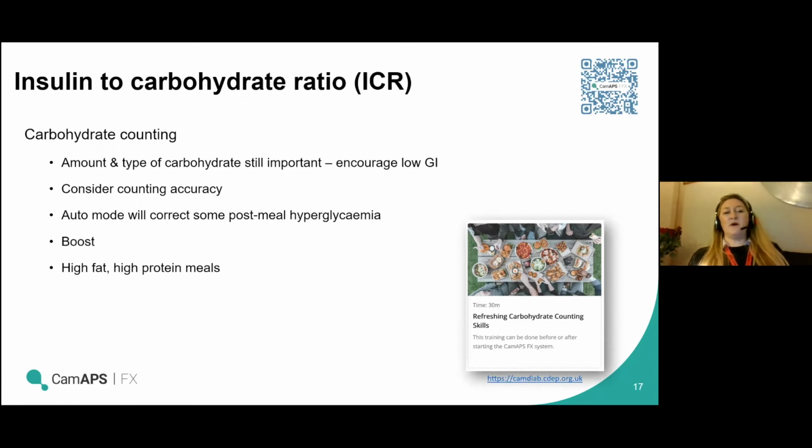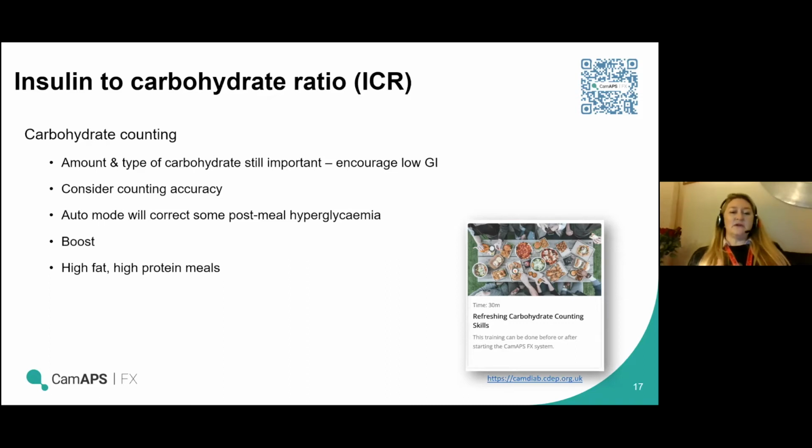We know that the auto mode will be able to deal with some post-meal hyperglycaemia if your carb counting is a little bit askew, but it won't deal with really big inaccuracies. And just a reminder that if something has gone a bit wrong and you've just, on the odd occasion, been spiking post-meal, you can utilize the boost function to help bring the glucose level back into target a little bit faster, remembering that boost will only boost the insulin delivered while the glucose is above target, and if it drops back down to the target range but you've still got boost on, it will back off. It won't continue to give additional insulin.